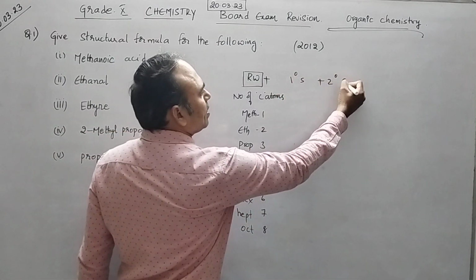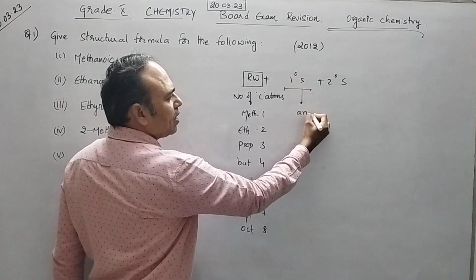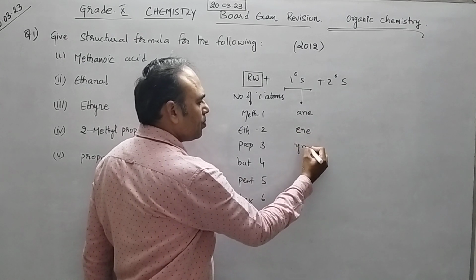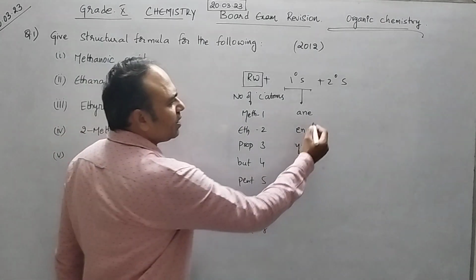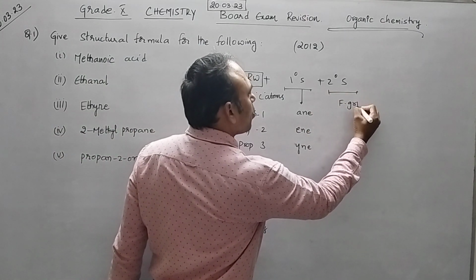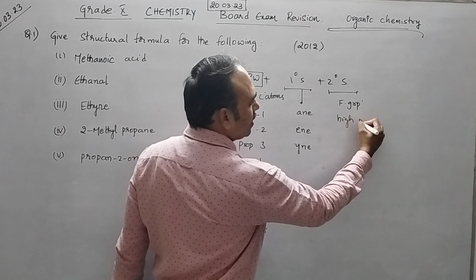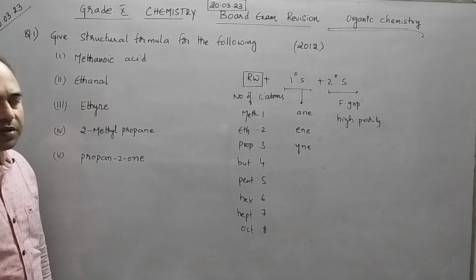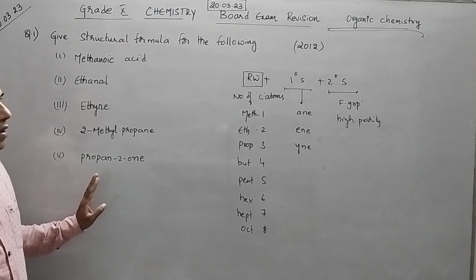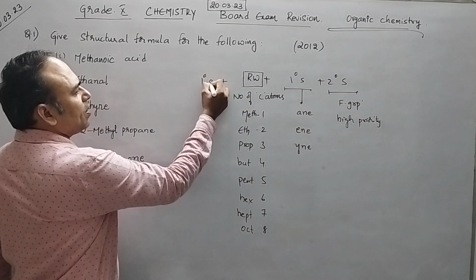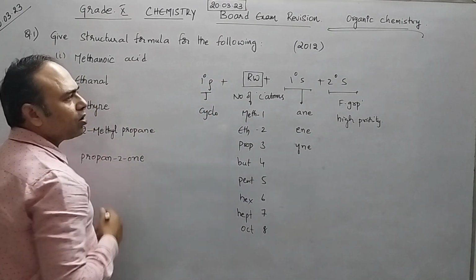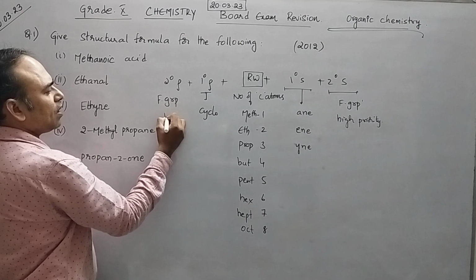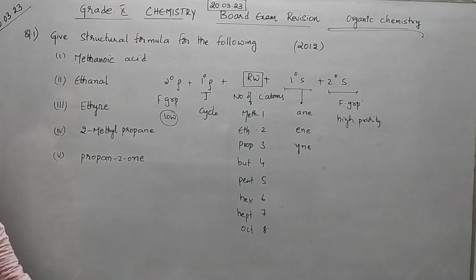Then the primary suffix and the secondary suffix. Primary suffix is either a single bond written as ANE, a double bond written as ENE, or a triple bond written as YNE. The secondary suffix indicates the functional group with high priority. In the lecture on nomenclature you can revise all these things; here we are only solving the questions. Next, the primary prefix is for ring compounds, where we use the word cyclo. The secondary prefix is again a functional group with low priority. These we can see later.